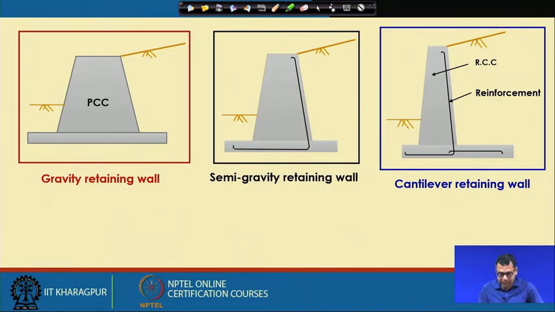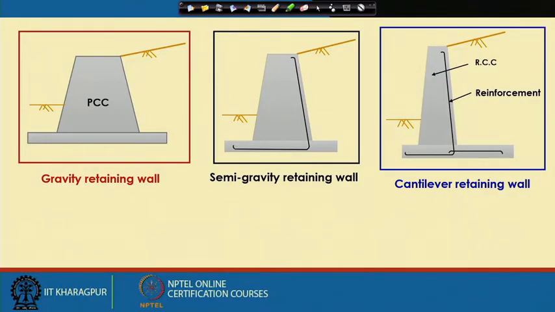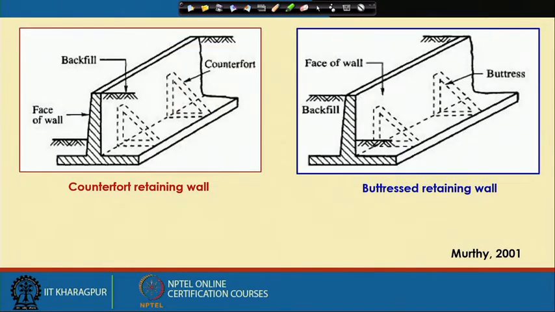Okay. And as we go from gravity to the cantilever, you can use them for the higher height of the wall. So, that means cantilever retaining wall you can use for 6 to 8 meter height. Now, if you go for a greater height, more than 6 to 8 meter, then you have to go for the counterfort retaining wall or buttress retaining wall. So, what is the difference between these two? So, here we are providing some counterfort or support.